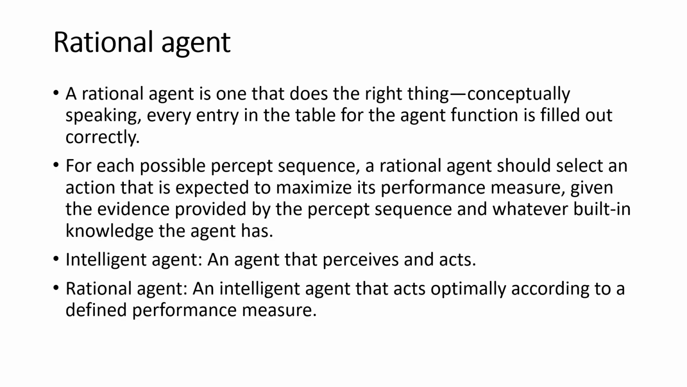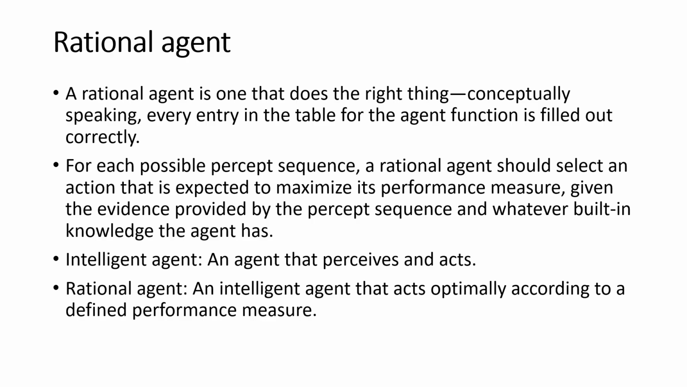So a performance measure is how we decide whether the agent is successful. For example, we can say that for a vacuum cleaner, cleanliness and low power usage will be the performance measure. For an intelligent agent, an agent that perceives and acts, that means collect information and accordingly they will act. A rational agent is an intelligent agent that acts optimally according to a defined performance measure.